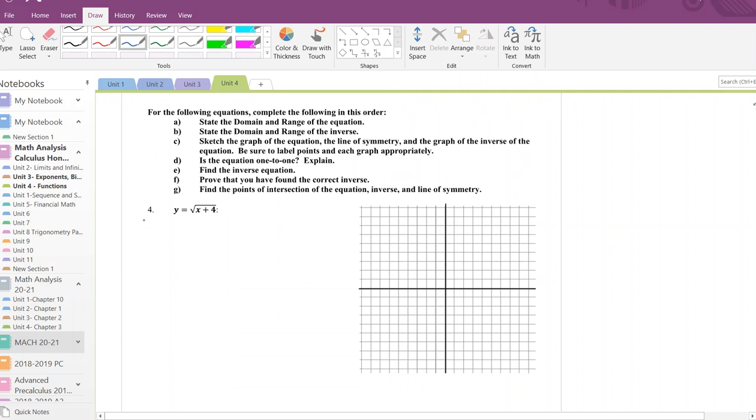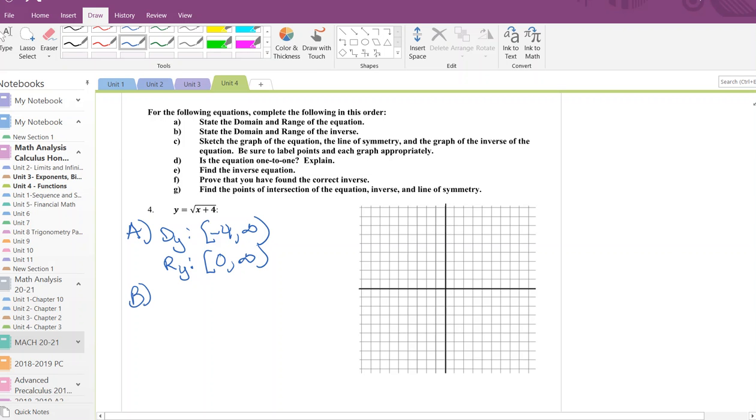The first one, part A, says state the domain and range of the equation. So the domain of y, and remember, underneath the square root has to be greater than or equal to 0. So it's going to be from -4 to infinity. The range of the equation, well, remember, any square root has to be positive or 0. So it's going to be greater than or equal to 0.